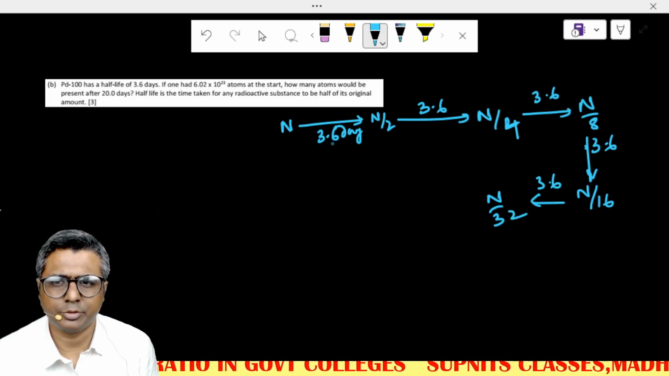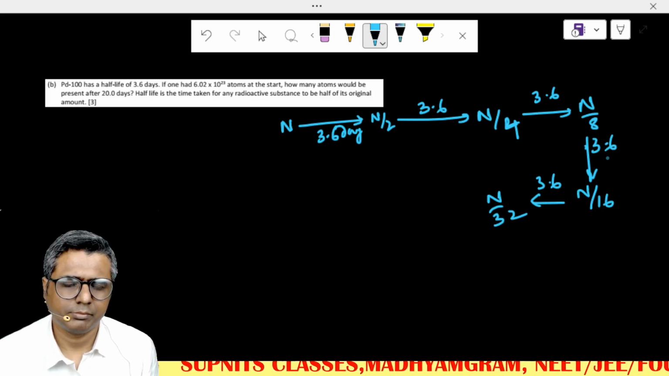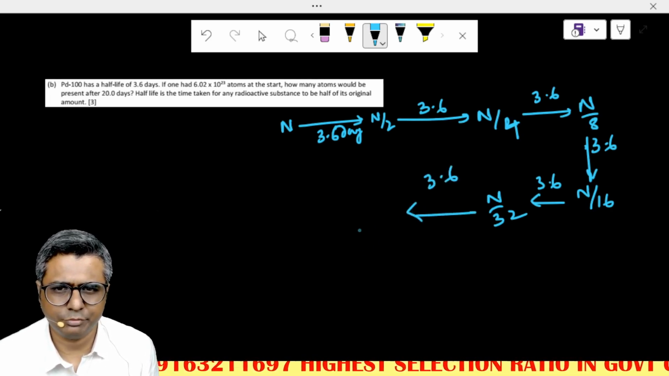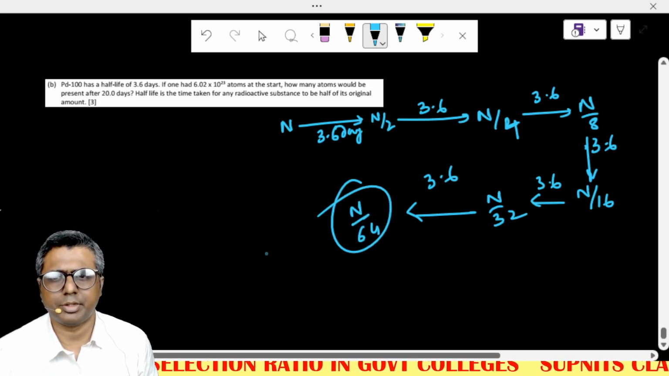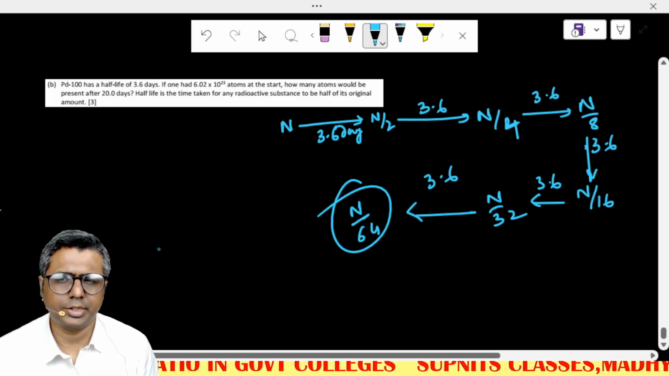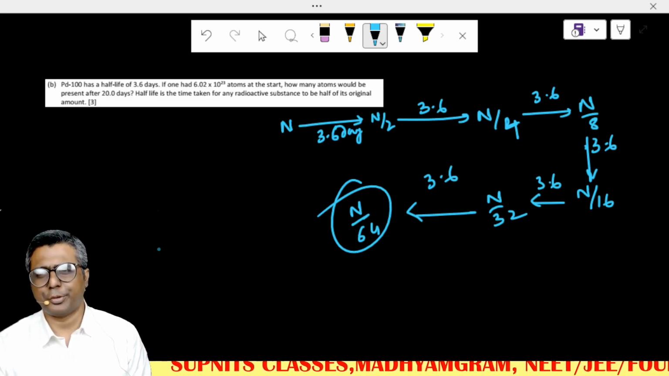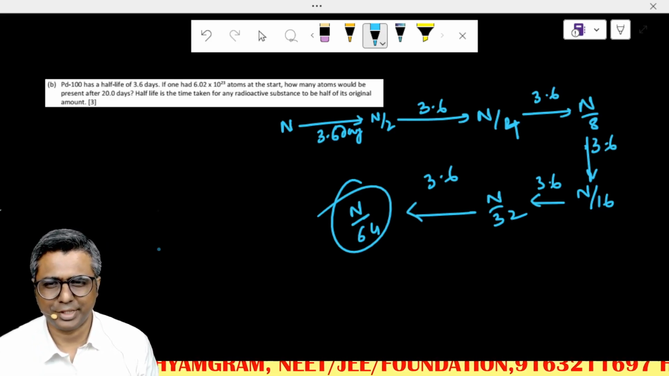So let us see how much time we have already spent. 7.2, 10.8, 14.4, 18. So another 3.6 means approximately 21 days. So this will become n by 64. You can write approximately it is 6.02 into 10 to the power 23 divided by 64. Tough question. So yes, in this question we are going to give you bonus marks. Those who have attempted it are going to get full marks. So don't worry about this.